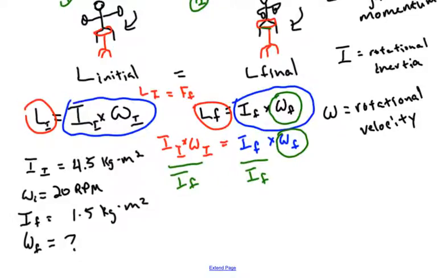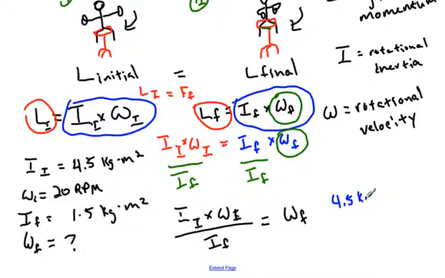So now I have the initial I times the initial rotational velocity, divided by the final rotational inertia, equals that. Okay, that's the thing I wanted by itself. Now all I gotta do is plug in the numbers, and let me do that. That's right, with the numbers in there.